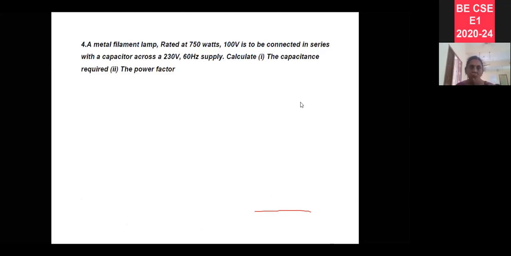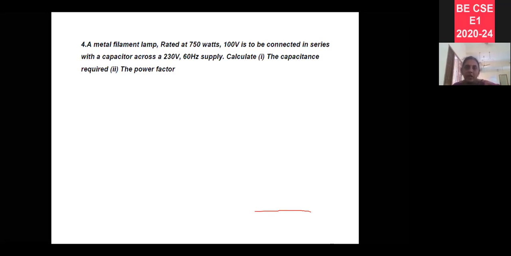Okay. Now check this problem. Now you are going to do this problem. Check out this problem. A metal filament lamp rated at 750 watts, 100 volts is connected in series with a capacitor across a 230 volts 60 hertz supply. Calculate the capacitance required and the power factor.